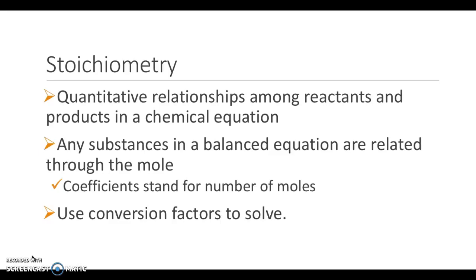And we know that in a balanced chemical equation, the coefficients not only stand for numbers of particles, they also stand for numbers of moles. Therefore, any two substances in the same balanced equation are related to one another through the mole. Most stoichiometry problems are solved in 3 steps using conversion factors. We go from grams of what we start with to grams of what we end up with, through the moles: grams to moles, moles to moles, and moles back to grams.